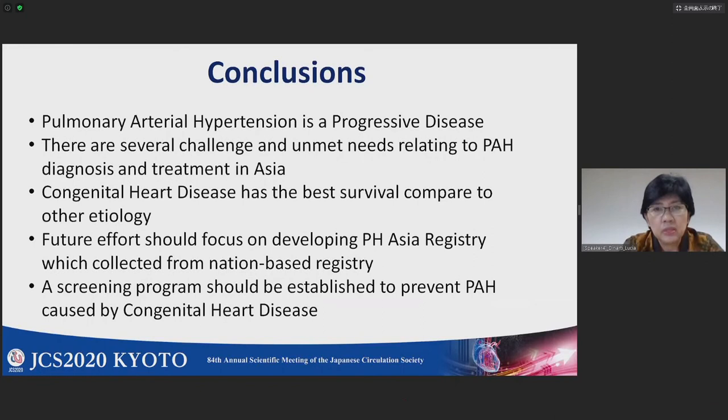So as a conclusion, pulmonary arterial hypertension is a progressive disease. There are several challenges and unmet needs relating to PAH diagnosis and treatment in Asia. Congenital heart disease has the best survival compared to other etiologies. Future efforts should focus on developing a PH Asia registry, collected from nation-based registries, and a screening program should be established to prevent PAH caused by congenital heart disease. Thank you very much.